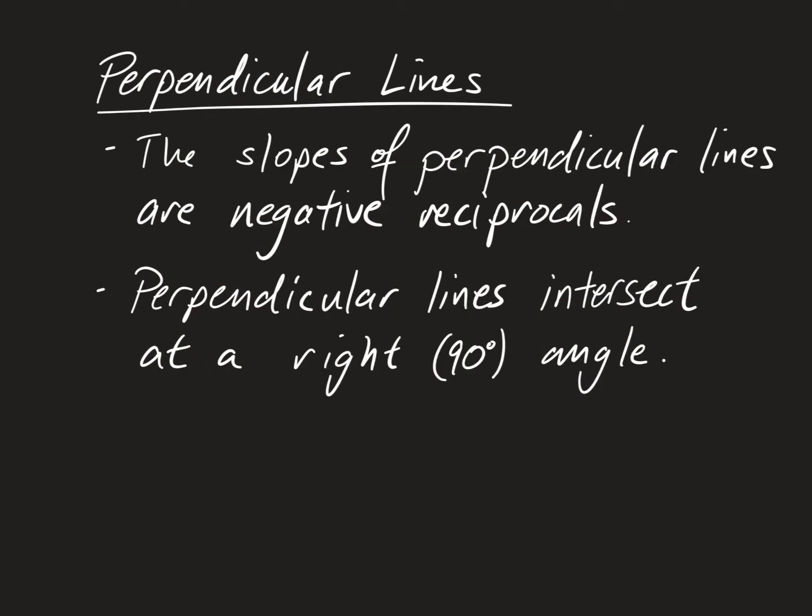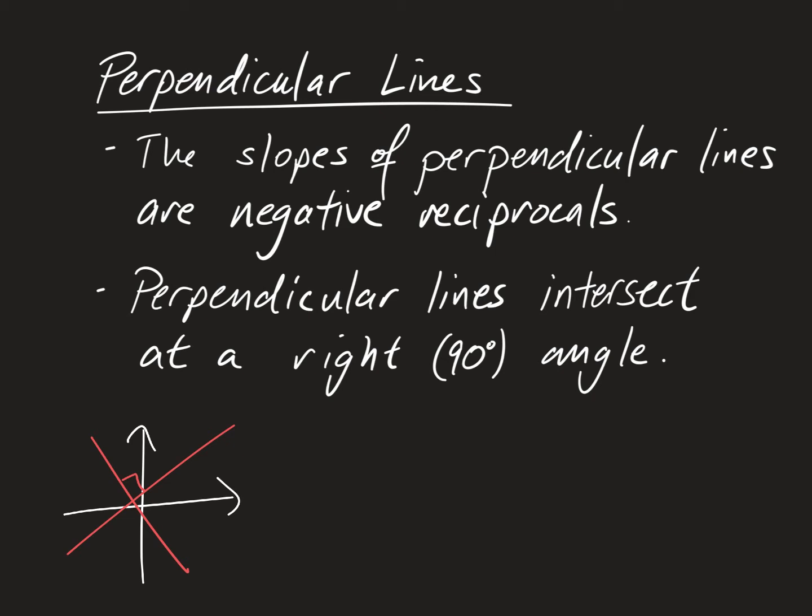For perpendicular lines, the slopes are negative reciprocals, and I'll go over what that means in just a moment. Perpendicular lines intersect at a right angle, aka 90-degree angle. So, for example, if you have an x and a y axis, perpendicular lines will cross at a 90-degree angle, much like you can see with the x and the y axis.